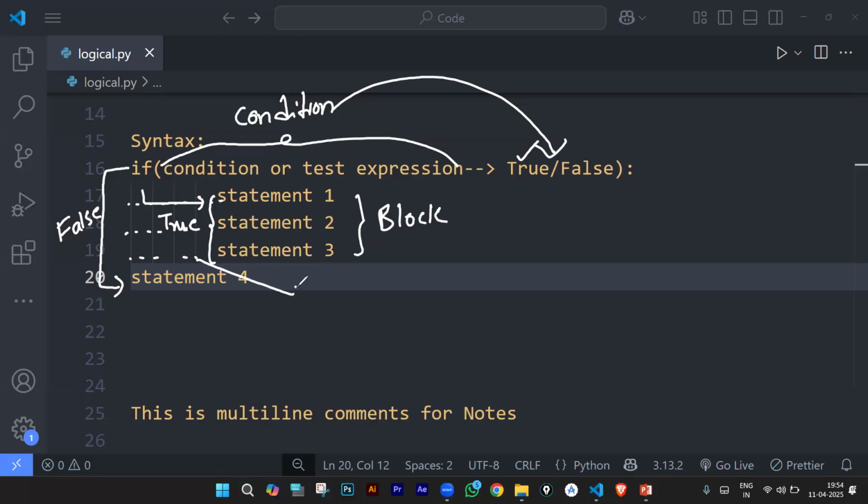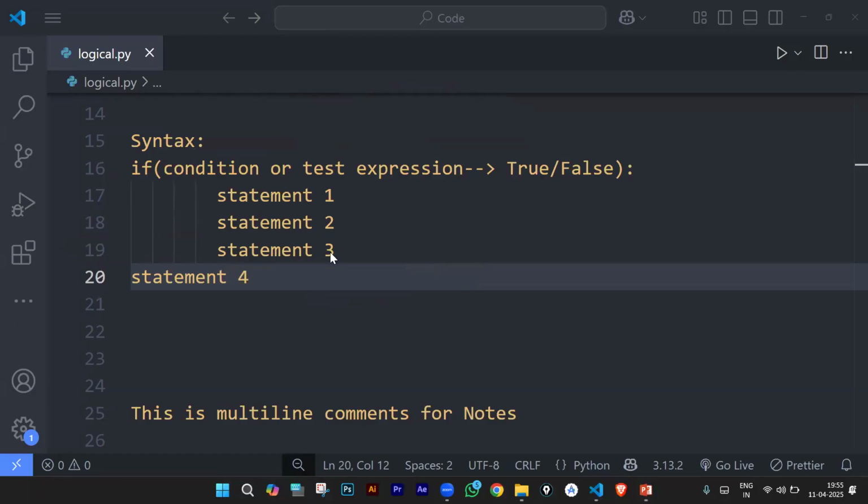This spacing, we call it indentation. Make sure you understand this basic concept. Understood this one? Is this clear?